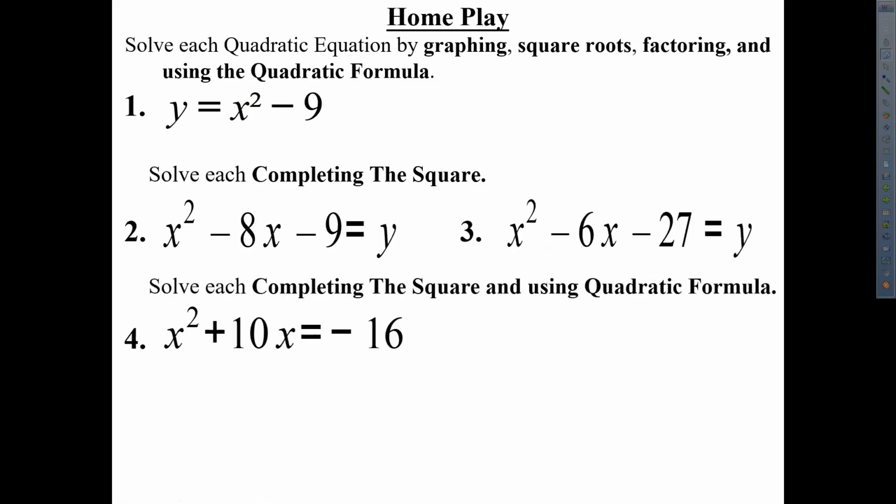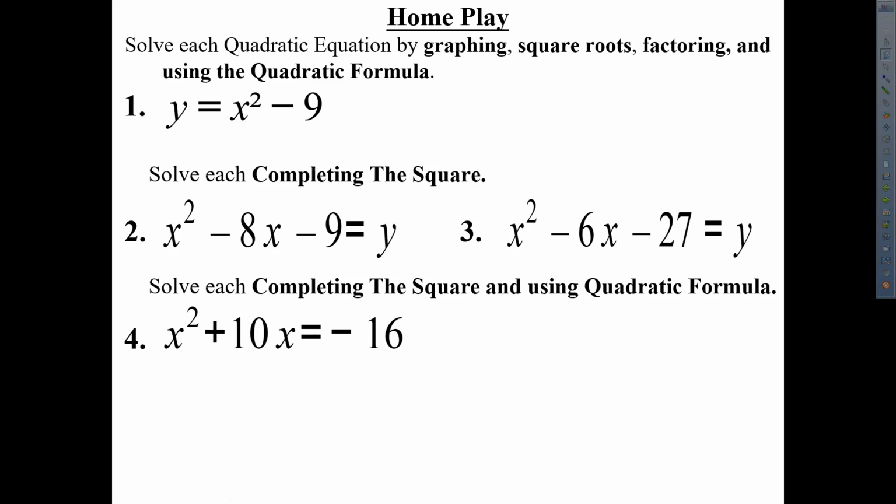It's only 4 problems. The first one is to solve a quadratic equation by graphing, square roots, factoring, and quadratic formula. Numbers 2 and 3 are by completing the square, and number 4 is by completing the square and quadratic formula. So today we're going to cover the last 2 of how to solve these quadratics.